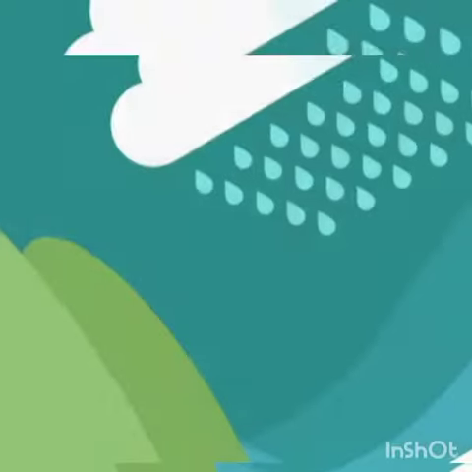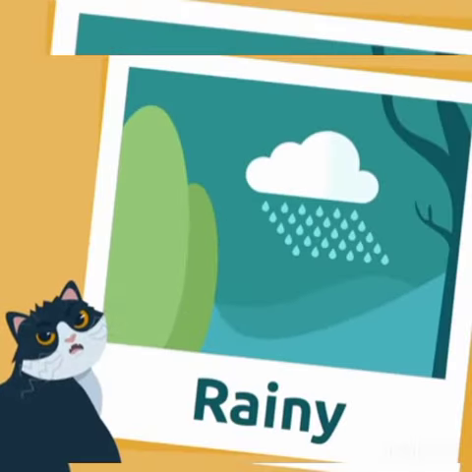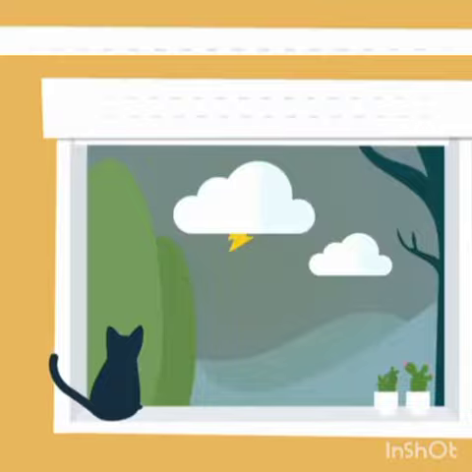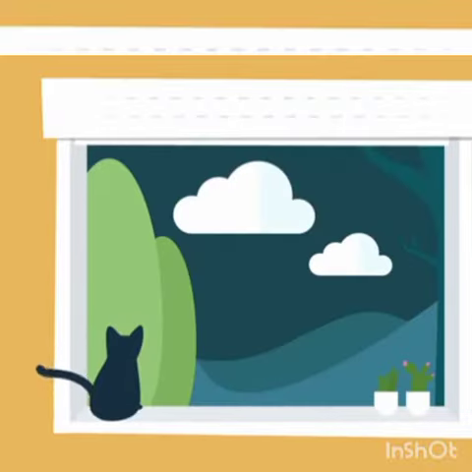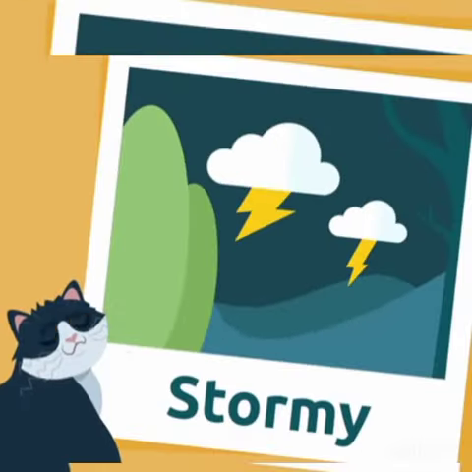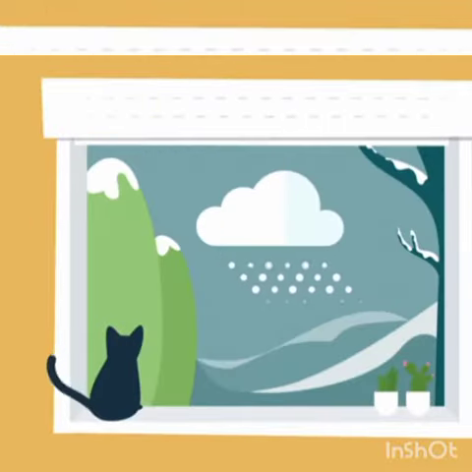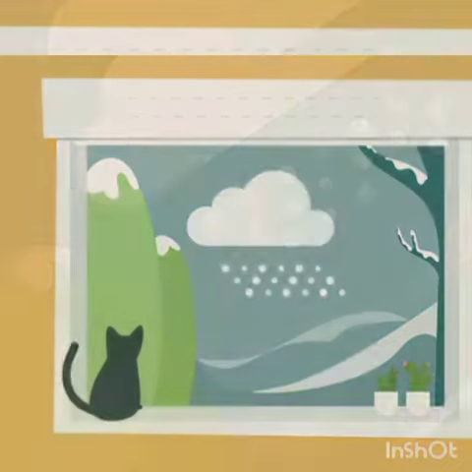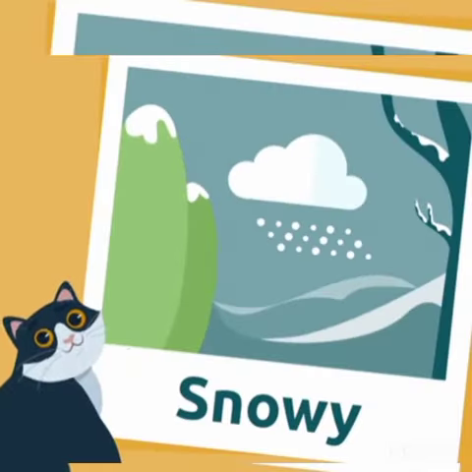Yes, it's rainy weather. In rainy weather, water comes from the sky. Look out of the window, and when you see the thunderstorm, which weather is then now? Thunderstorm with clouds. It's stormy weather. When you see white fluffy balls coming from the sky, or coming from the clouds, fluffy balls, what weather is this? It's snowy weather.